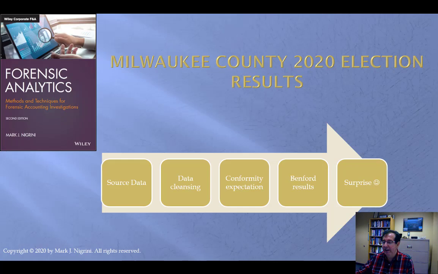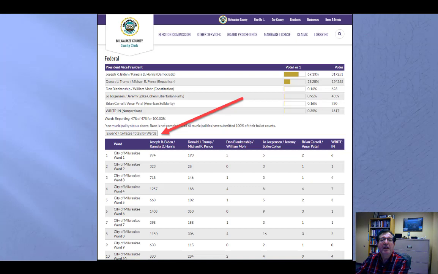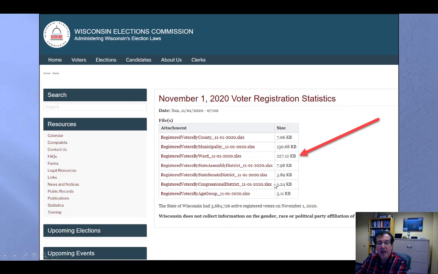Milwaukee, the largest city in Wisconsin and original home to the typewriter. Data: expand, collapse, total by wards. I have 478 wards. I have the count for Mr. Biden, Mr. Trump, and we'll also see for Mr. Jorgensen. I start by looking at the registered voters by ward.